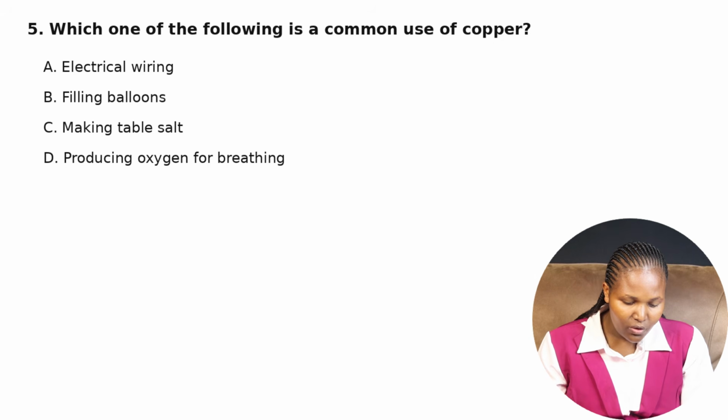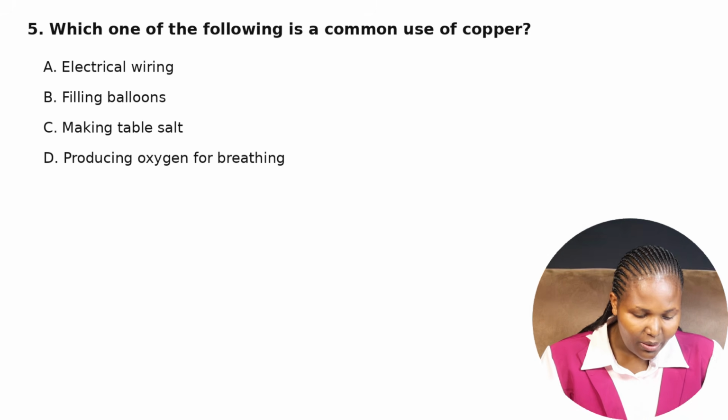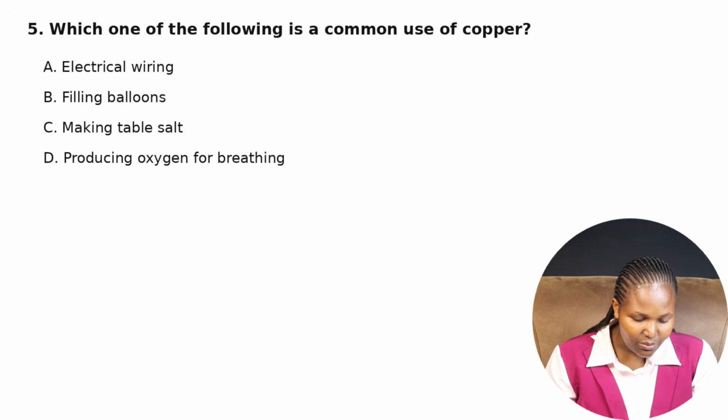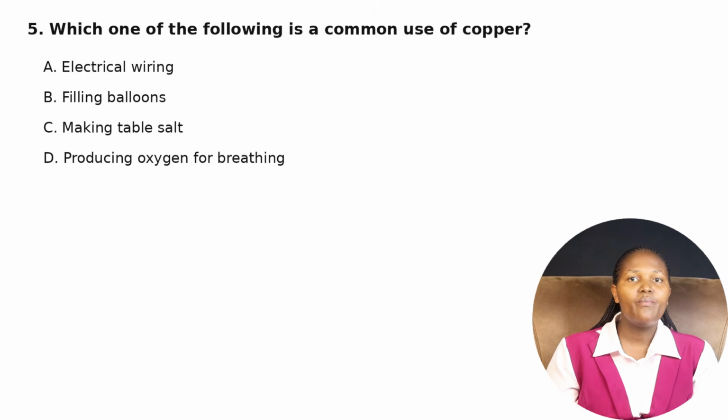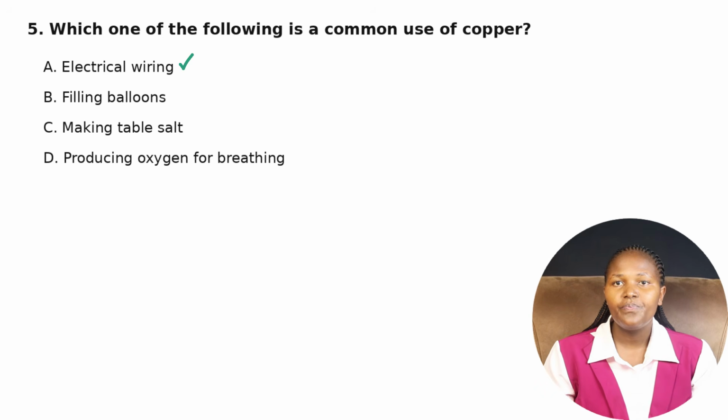Then let us go to question number 5. Which one of the following is a common use of copper? We have A. Electric wiring. B. Filling balloons. C. Making table salt. And D. Producing oxygen for breathing. That is very easy. The correct option is A.